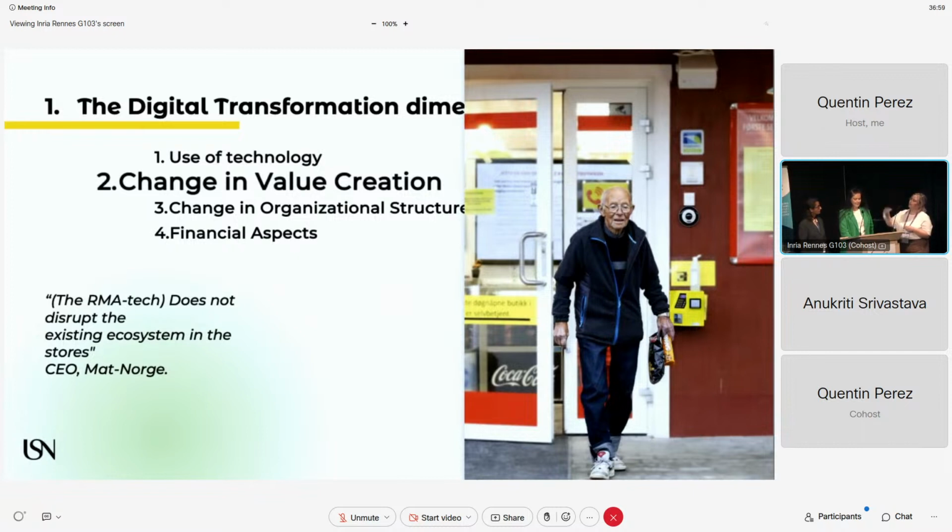This is a kind of local celebrity, Hilmar. He's 90 years old, and he has done all of his grocery shopping all by himself. Another value creation is that the employees can focus more on creating social gatherings for the local communities.